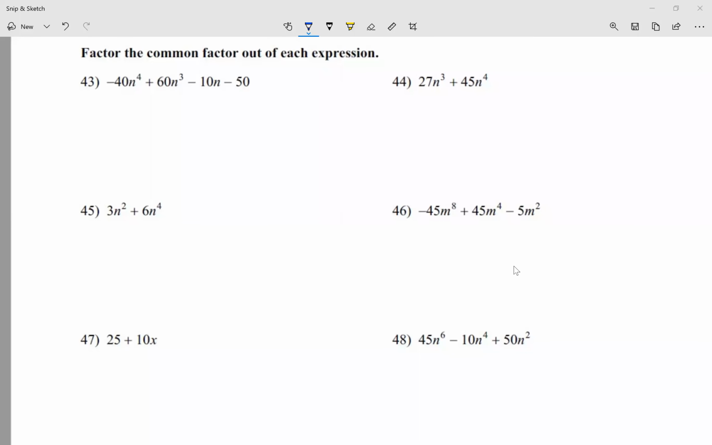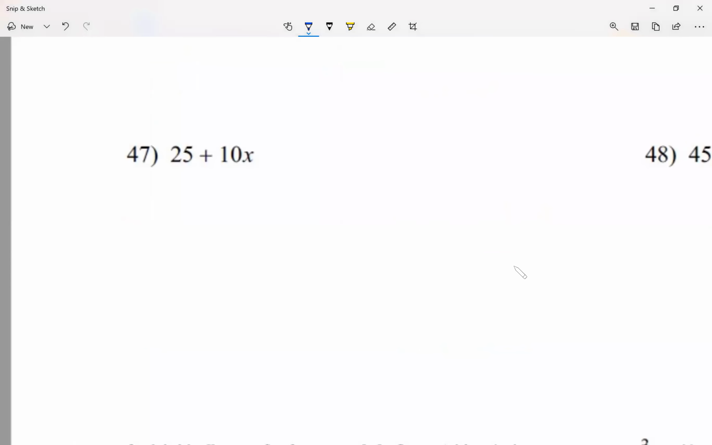All right, so today we're going to be doing an extension of what we did yesterday. The same instructions, factor the common factor out of each expression. So today I'm going to work 47 through 50. So let's take a look. My terms, I'm going to factor the greatest common factor out.